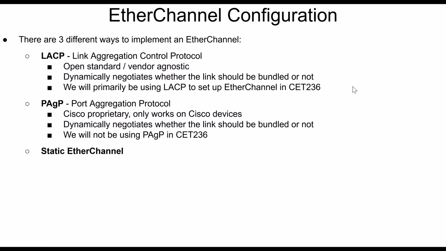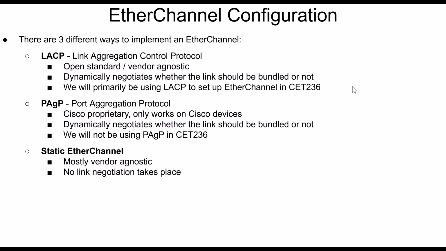The last one we'll talk about, and this is used, is static EtherChannel. It's mostly vendor agnostic. Most vendors will support static EtherChannel. No link negotiation takes place. So if you configure it on one end, it's expecting that the other end is also going to be configured in a static EtherChannel, and it will not work unless the other end is also configured in static EtherChannel. Whereas LACP, if one end is configured with LACP and the other end is not, then it just won't bundle the links.